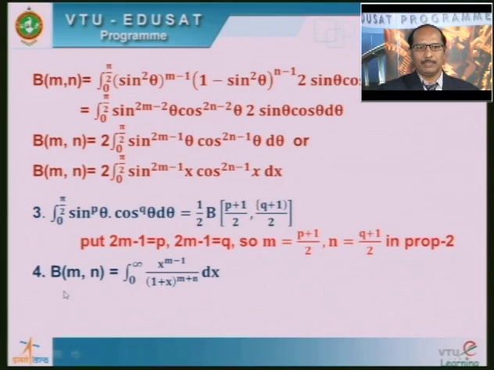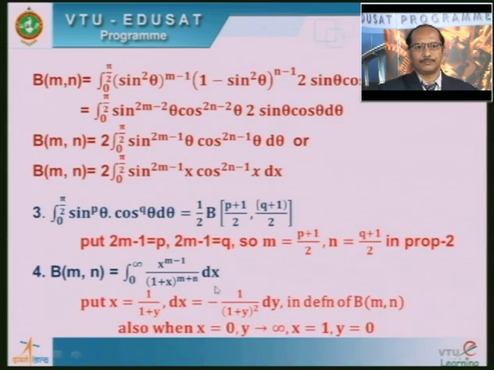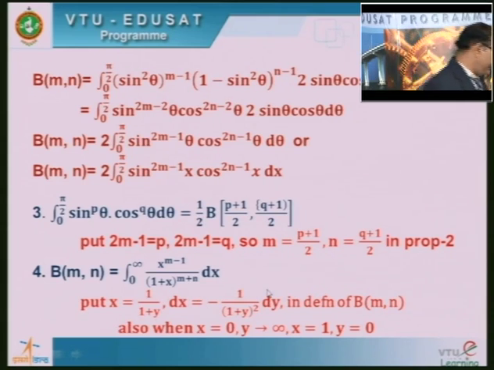There is another property: beta mn is equal to integral 0 to infinity x to the power m minus 1 upon 1 plus x to the power m plus n dx. To prove this, we need a substitution. By the definition of beta mn, we put x is equal to 1 upon 1 plus y. We can prove this problem here.